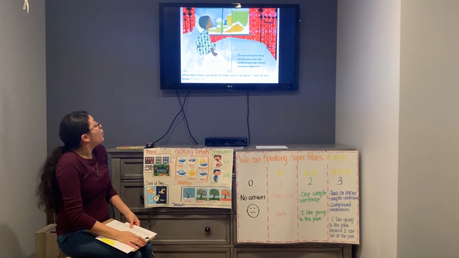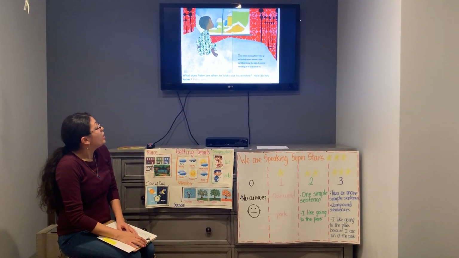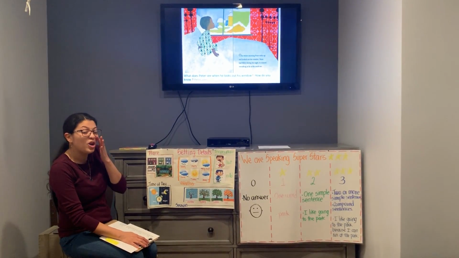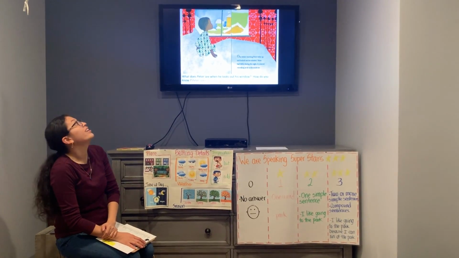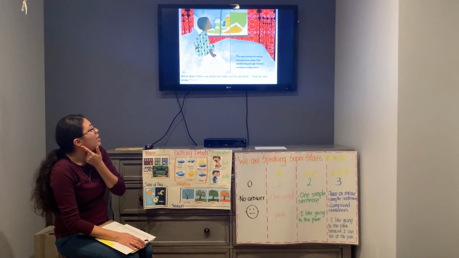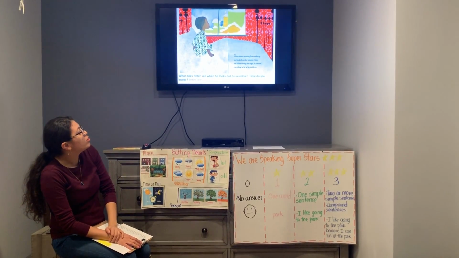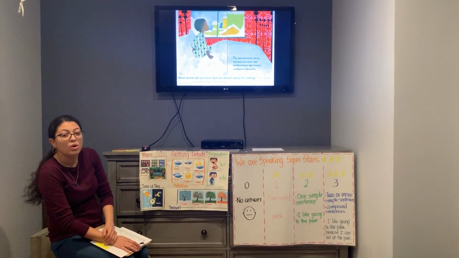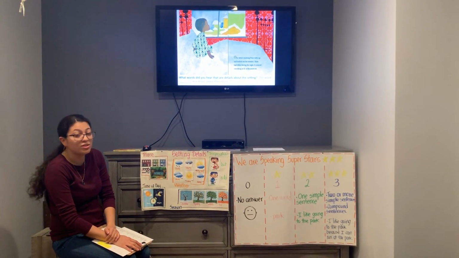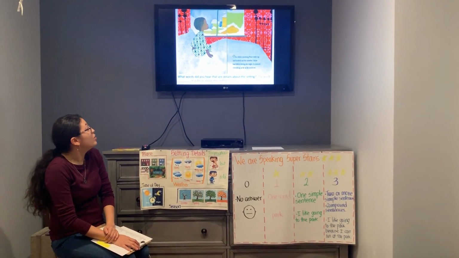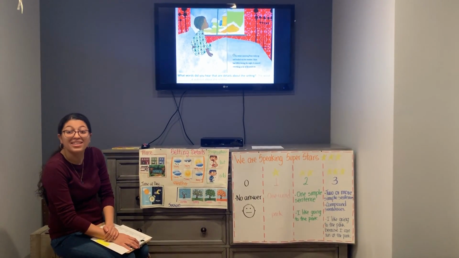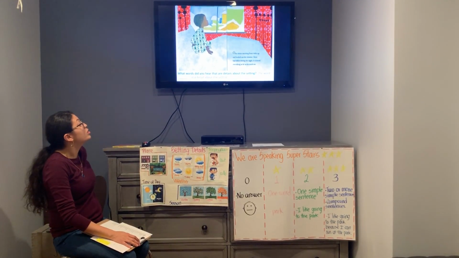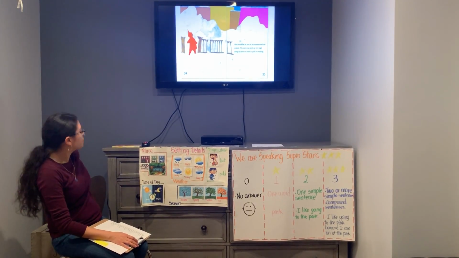Okay, now what does Peter see when he looks out of his window? Yes, Peter sees snow. Snow, how do you know? You see it in the illustration. Now listen to the words. Snow had fallen during the night. It covered everything as far as you could see. What words did you hear that are details about the setting? The word snow and night. The snow had fallen during the night. Excellent. Love how we're using the words to identify the details in the setting.